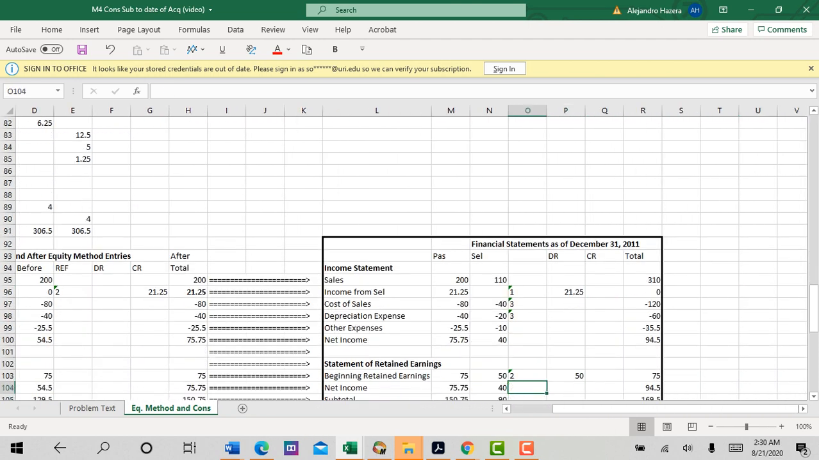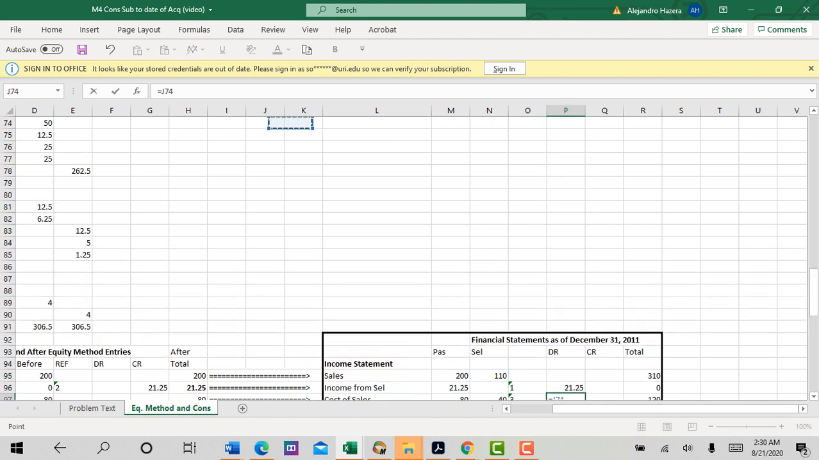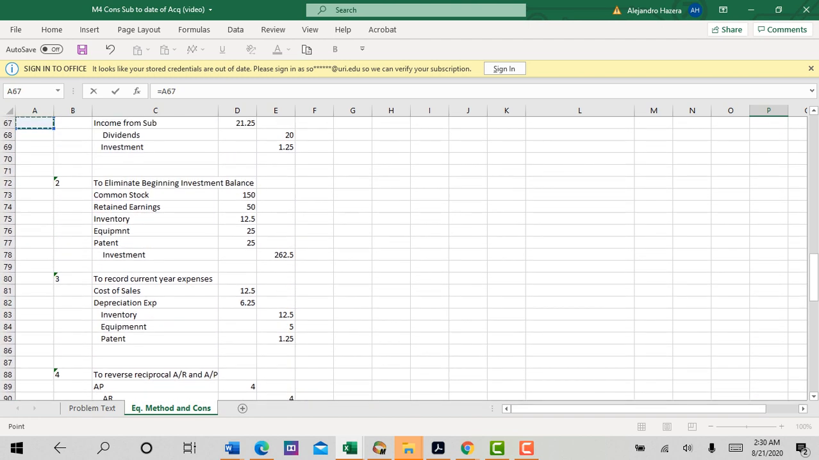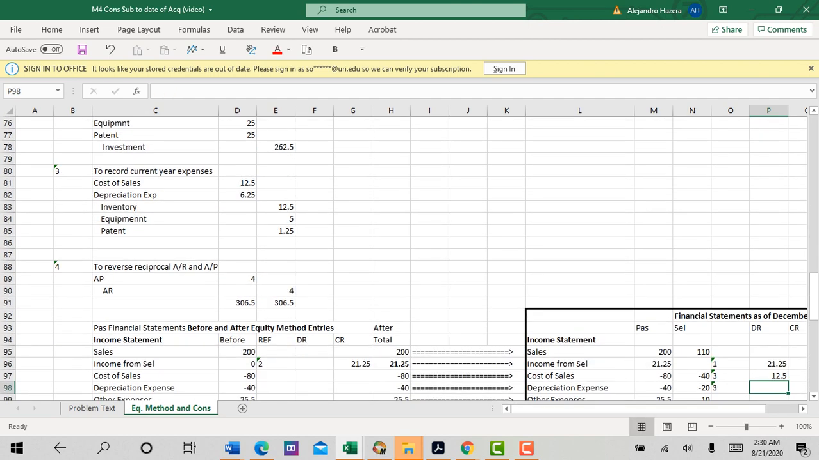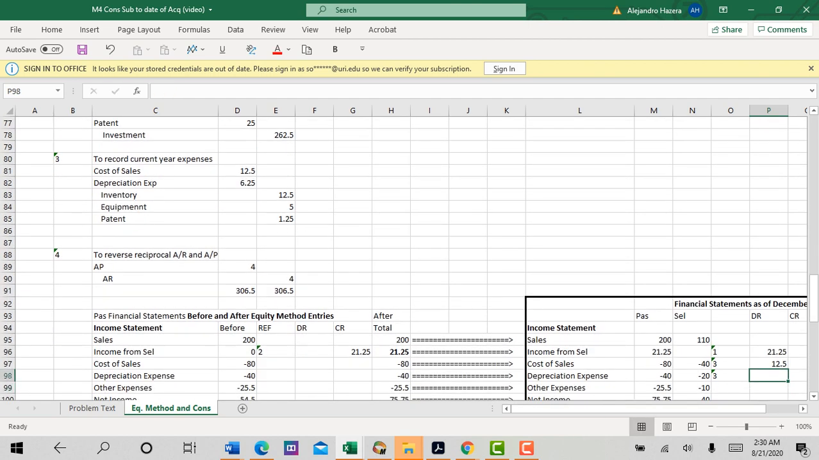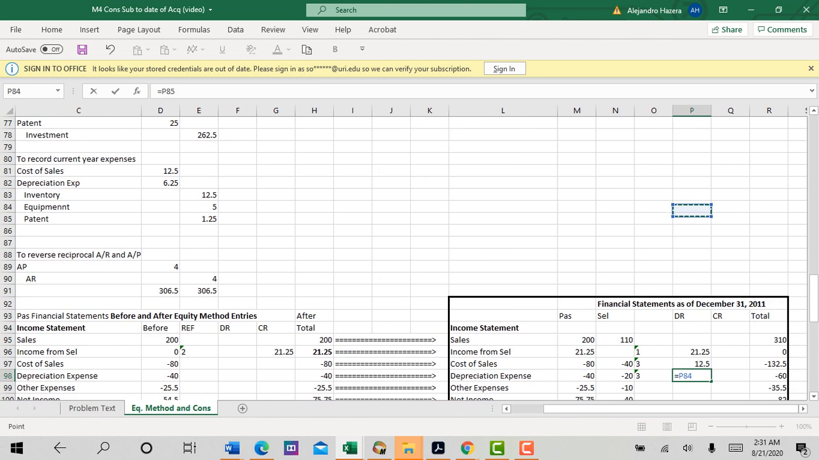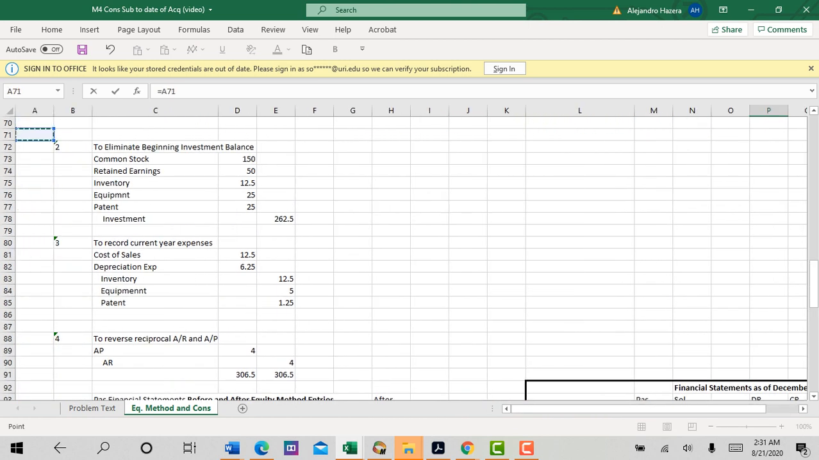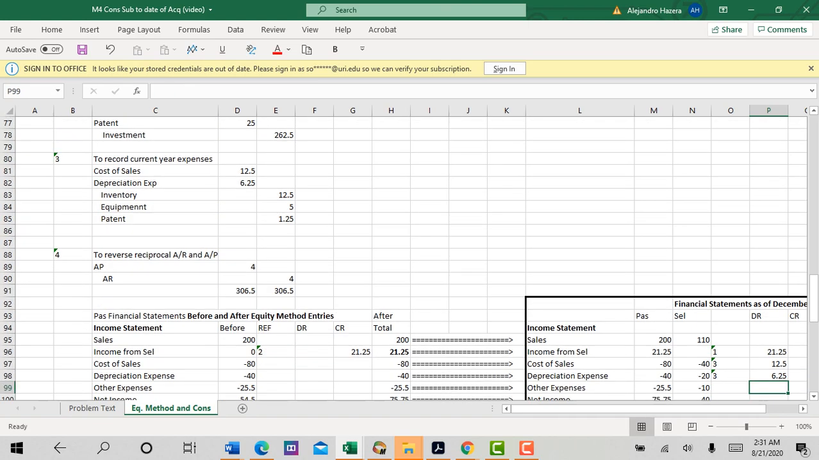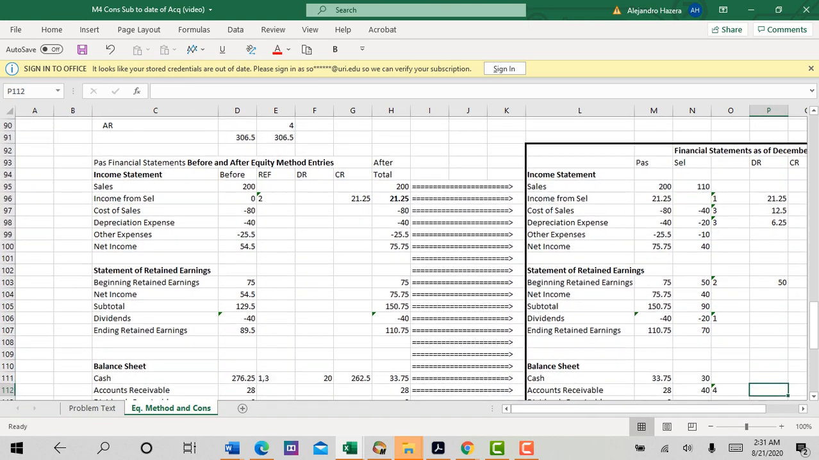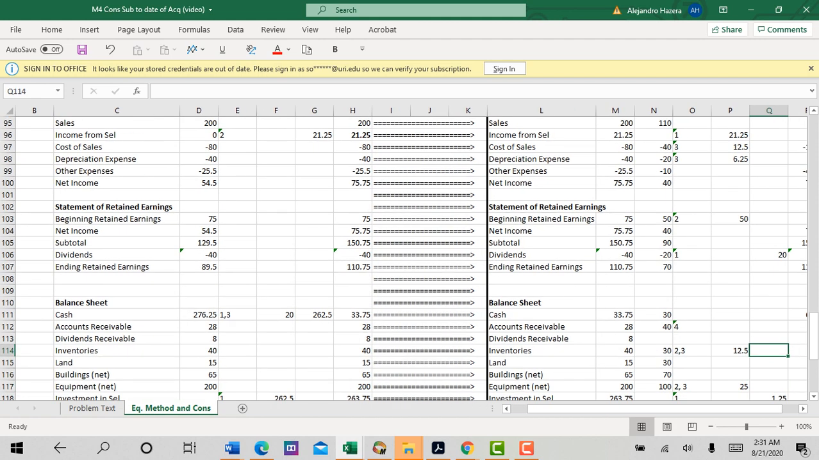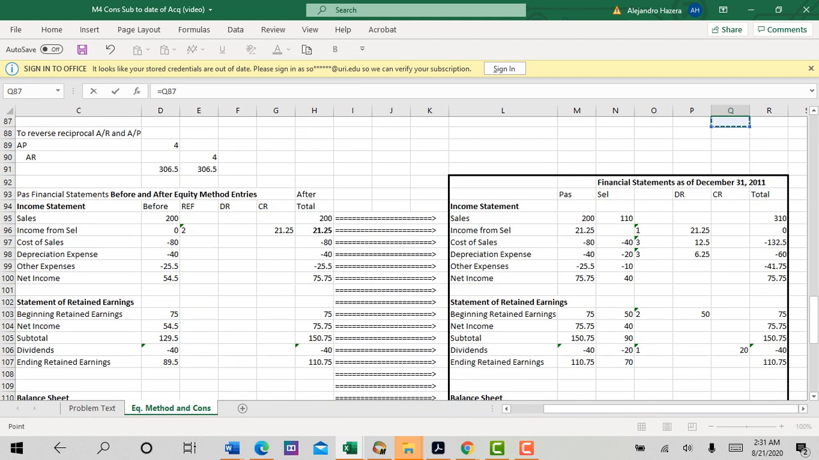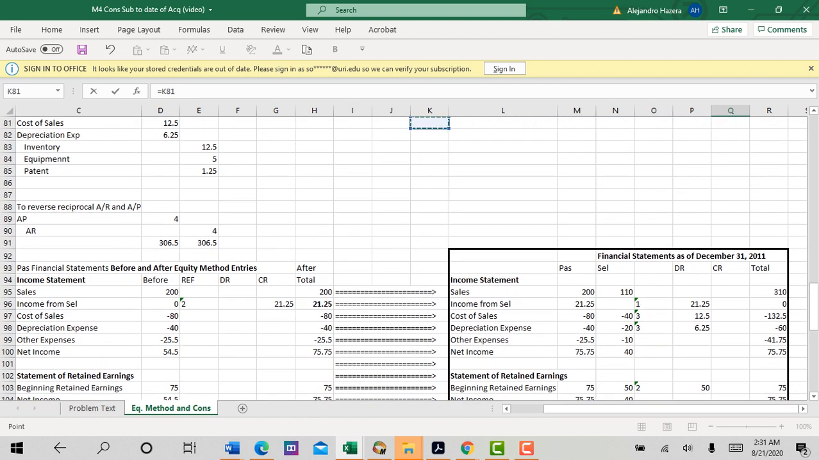So in entry number 3, debit cost of goods sold for 12.5. We're going to debit depreciation expense for 6.25, and then we've got to write down the assets because we're writing the assets down by the amount of those excess expenses. Because we recorded the assets at fair market value, we wrote them up. Now we've got to write them down.